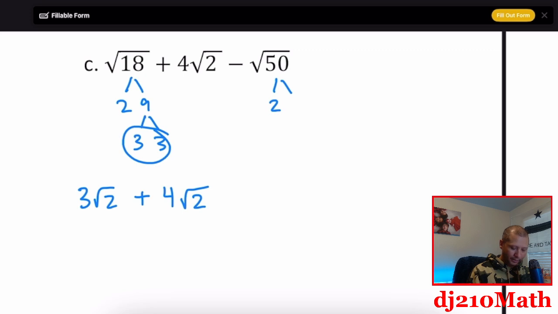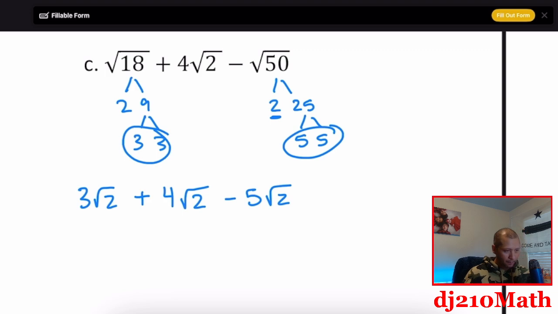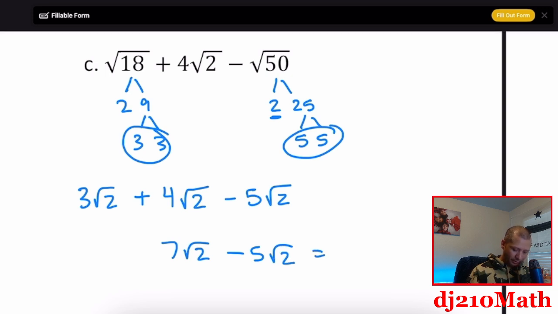So 50 is 2 and 25. 25 is 5 and 5. Again, the pair is going to come out. 2 is left inside. So minus 5 root 2. Combining what we know, 3 plus 4 minus 5. Well, a little easy. 3 and 4 is 7. 7 minus 5 is going to be 2 root 2.